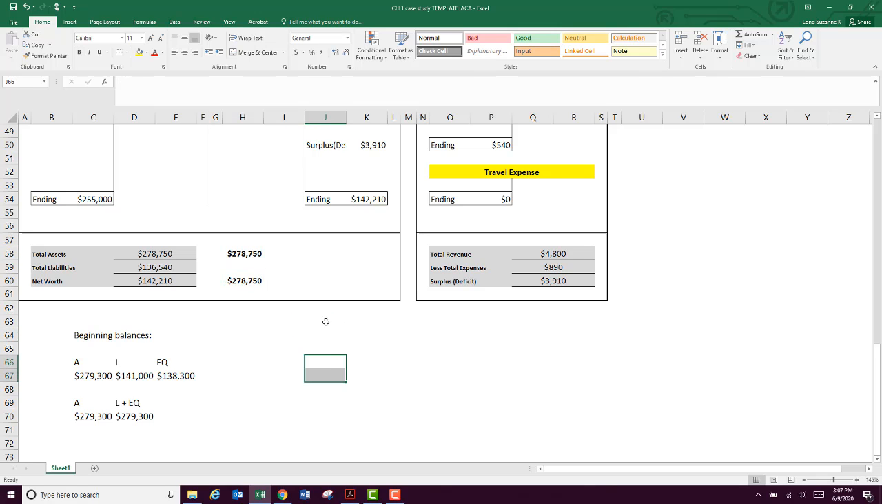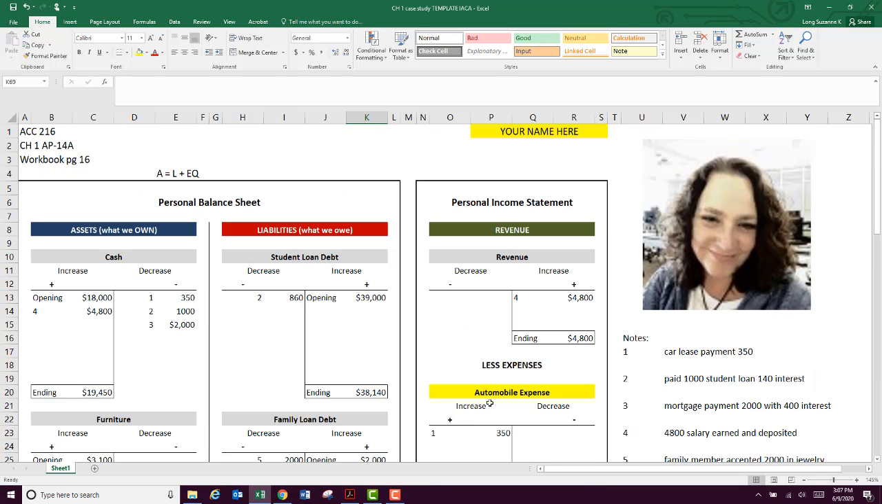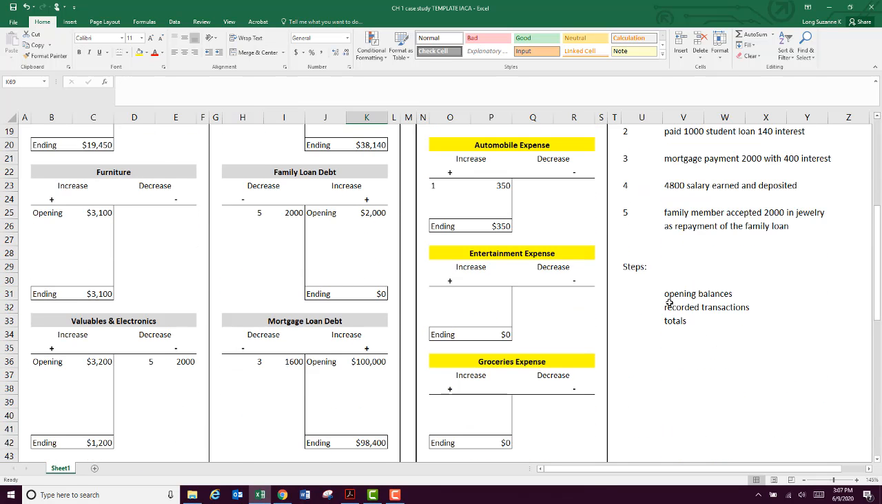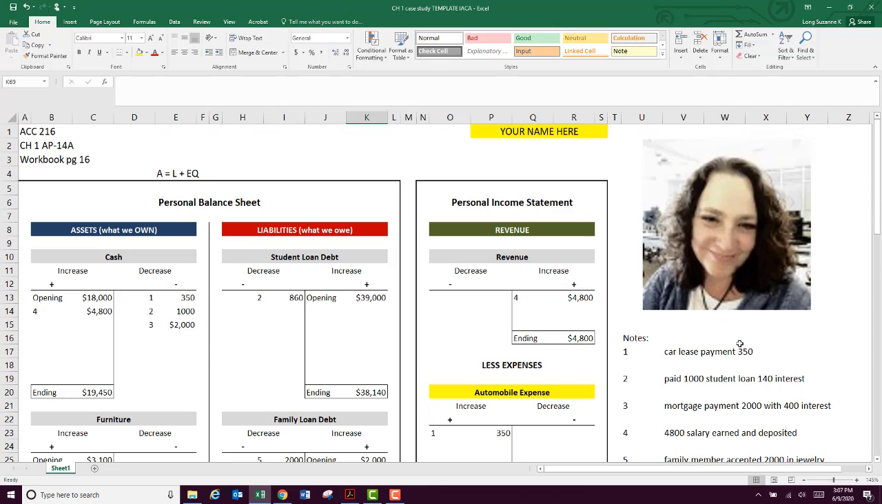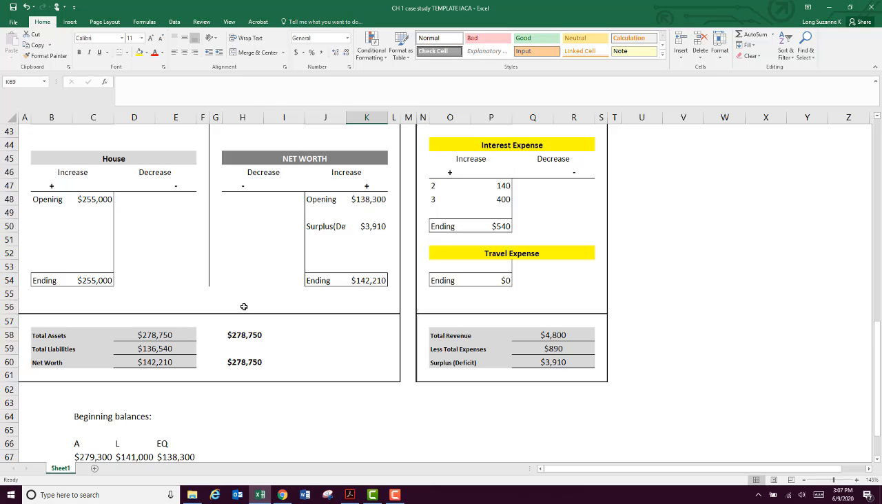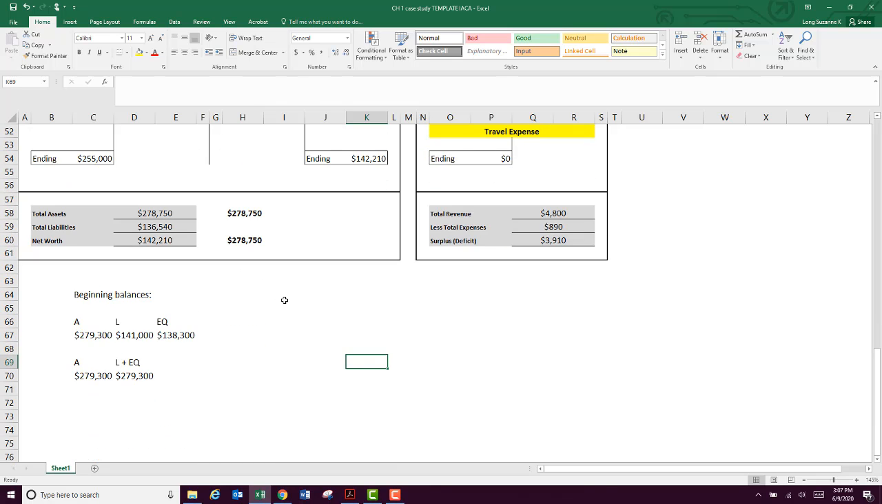Yes. I should balance. Assets equals liabilities plus equity, or in this case, equity plus net worth. So we're good to go. We did our steps: opening balances, we recorded transactions, and we got our totals in. We did all 5 transactions. We did all of these beautiful accounts. And we got everything to balance out.